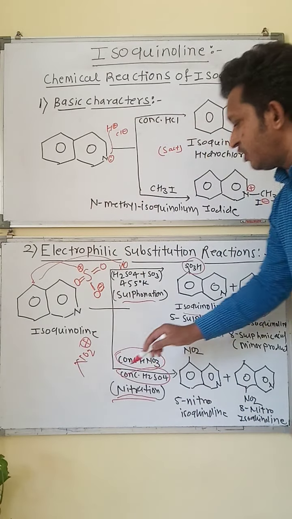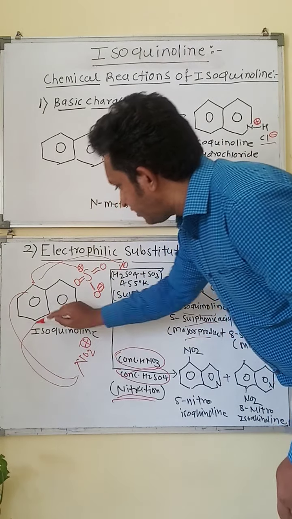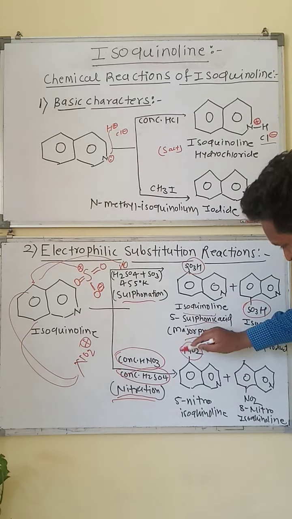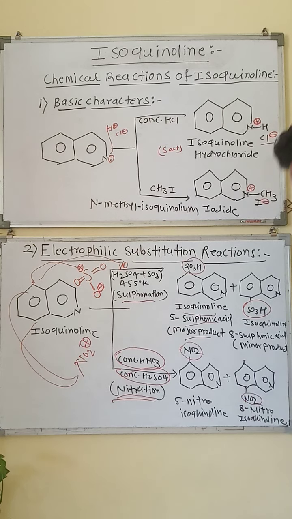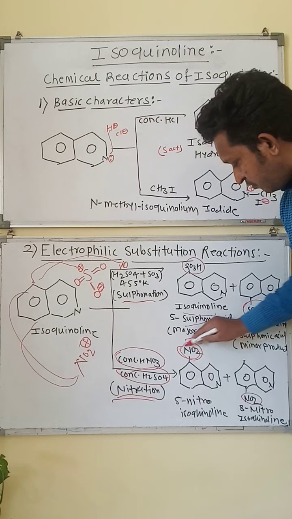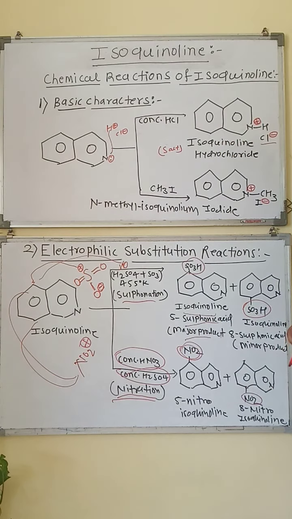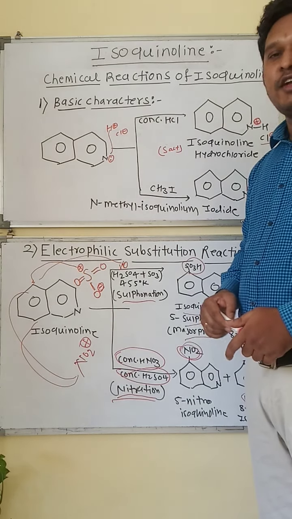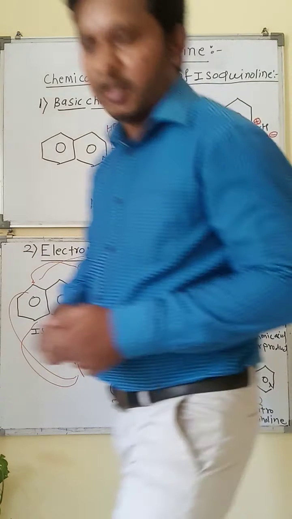This nitronium ion will attack the 5th number as well as the 8th number positions of the isoquinoline, so that we get 5-nitroisoquinoline and 8-nitroisoquinoline. That is, the substitution reaction takes place on the 5th and 8th number positions of the isoquinoline, with introduction of the nitro group, so that we get 5-nitroisoquinoline as well as 8-nitroisoquinoline. Okay, this is about the electrophilic substitution type of reactions of quinoline and isoquinoline.